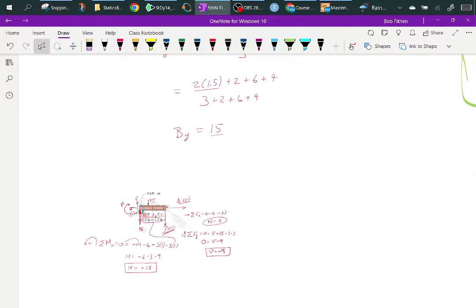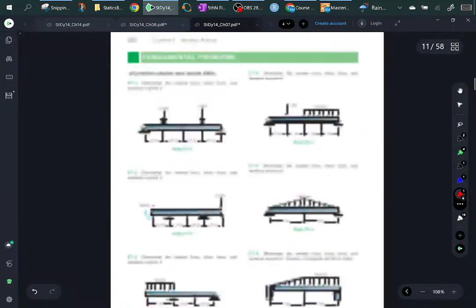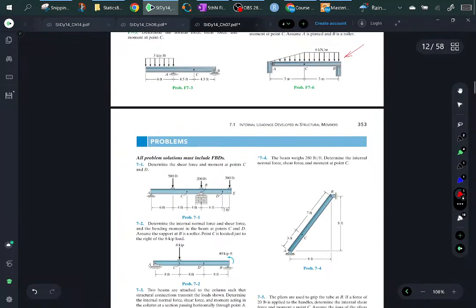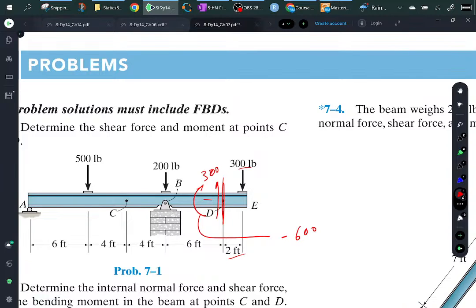All of these problems behave the same way. They're going to basically do something to you like this. If you look at this one, you're just going to slice it here. You can see already the shear is going to be 300. The moment here is going to be minus 300 times 2, or 600. And then there is no normal force. So some of these are real easy.